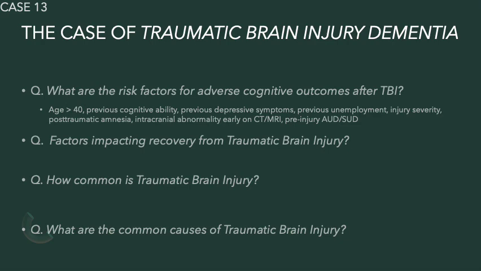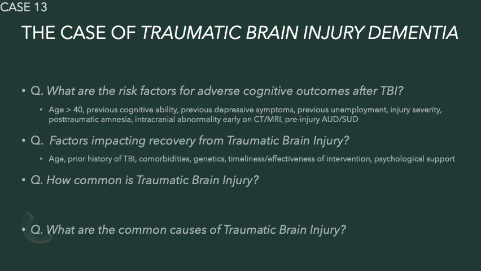What factors impact recovery from traumatic brain injury? These include age, prior history of TBI, comorbidities, genetics, timeliness and effectiveness of intervention, and psychological support.